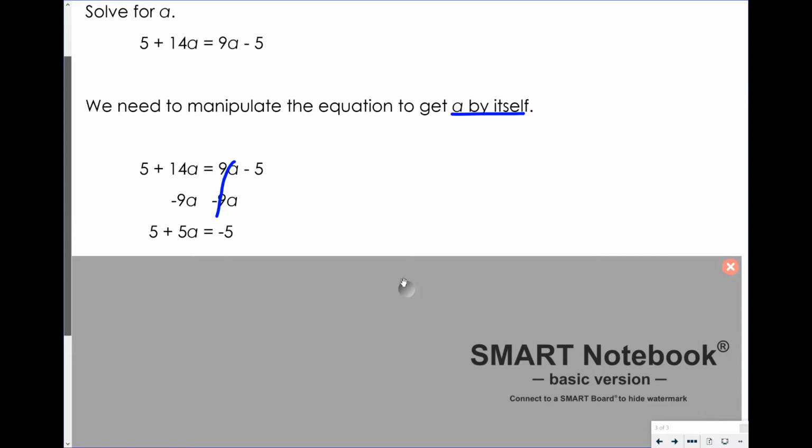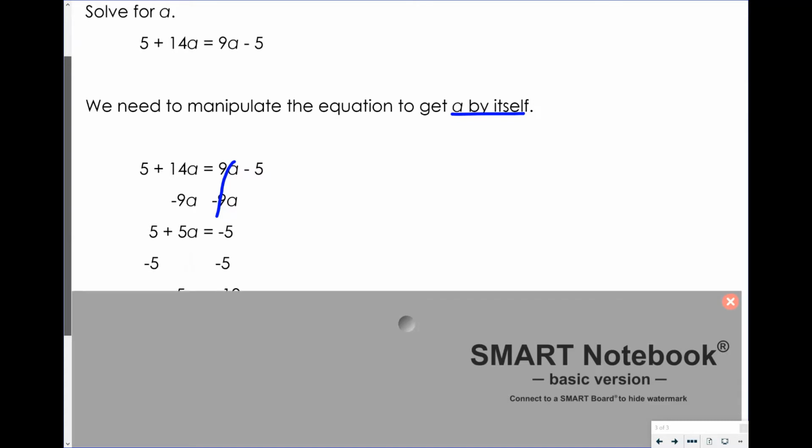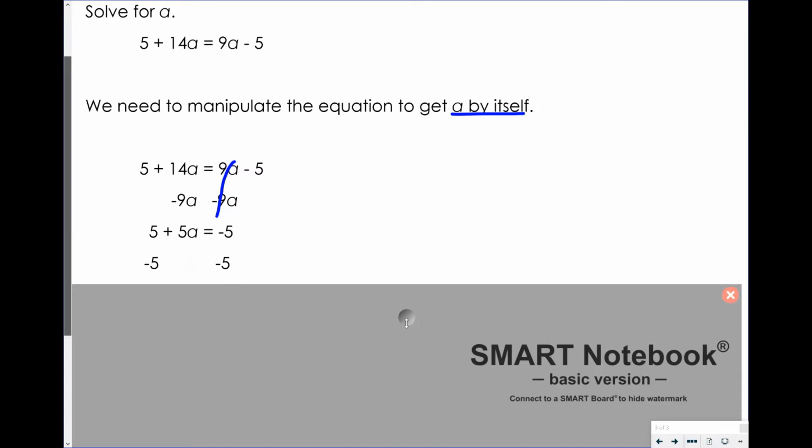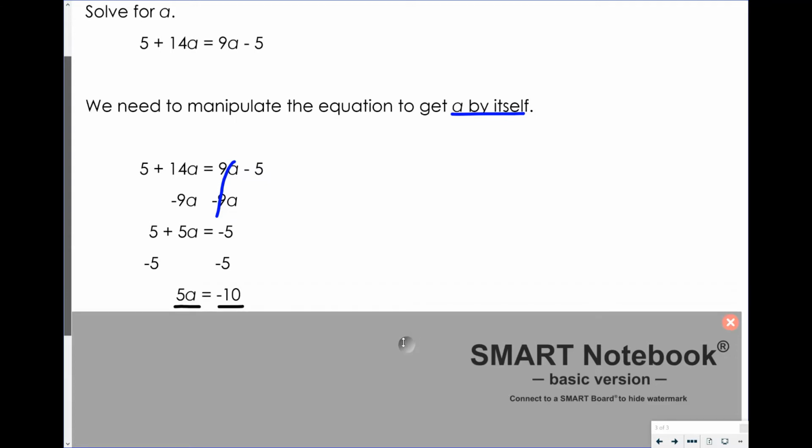Okay. Now from here, this is a one-step equation. We should already know what to do. So what do I need to do here? I got to get A by itself. So I am going to subtract 5 from both sides. I'm going to subtract 5 here and subtract 5 here. This crosses out. So I'm left with 5A equals, well, what's negative 5 minus 5? Negative 5 minus 5 is negative 10. So you got 5A equals negative 10.